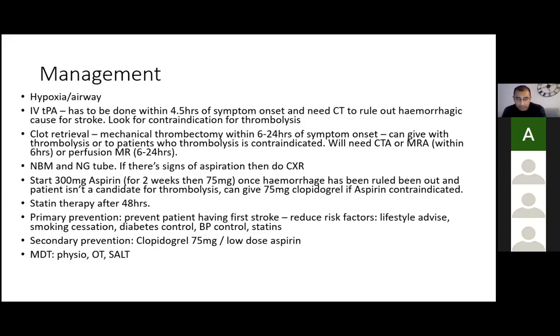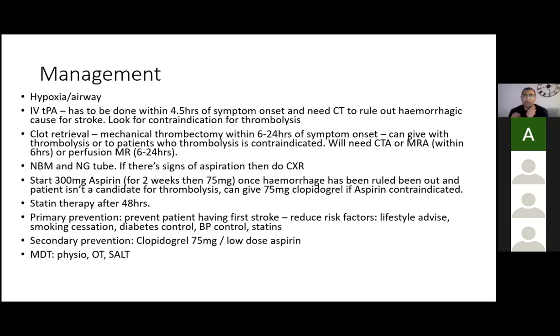Again, if the patient's got an unsafe swallow, then nil by mouth and NG tube. And if they've got signs of aspiration, then you want to do a chest X-ray and put them on antibiotics. You want to give aspirin 300 milligrams. Normally we continue 300 milligrams for 2 weeks and then switch them to 75. Then statin therapy normally starts 48 hours after. There's secondary prevention, which will be clopidogrel or 75 milligrams of aspirin.